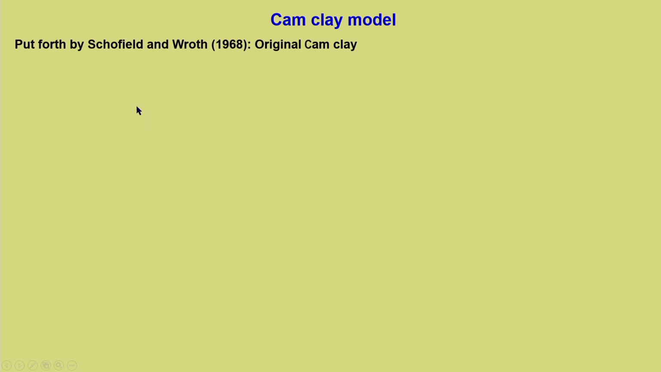All the understanding which we have till now related to the 2D representation of critical state and soil yielding becomes handy in understanding the Cam-Clay model. Without knowing that, it becomes difficult to appreciate what the Cam-Clay model is. That is why we have dealt with the lectures in steps, adding one piece of information after the other. So I would strongly recommend that you go through the previous lectures before starting to understand this Cam-Clay model. This was put forth by Schofield and Roth in 1968, which is the original Cam-Clay.